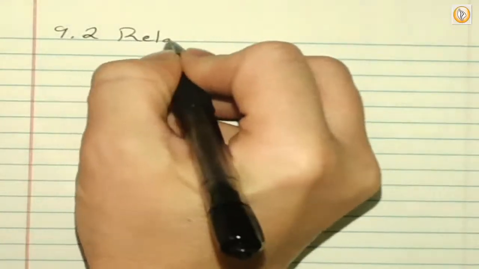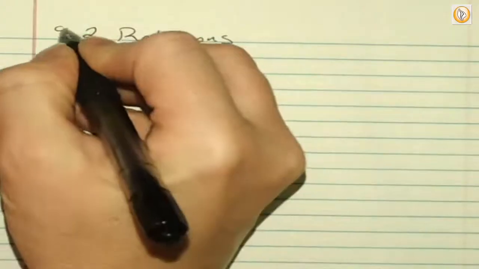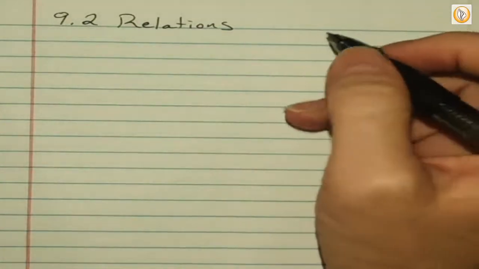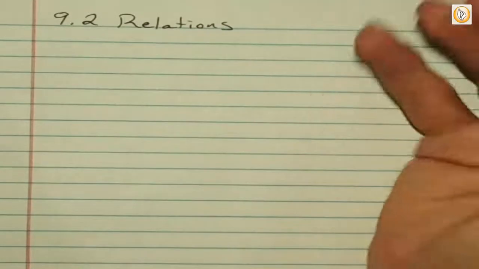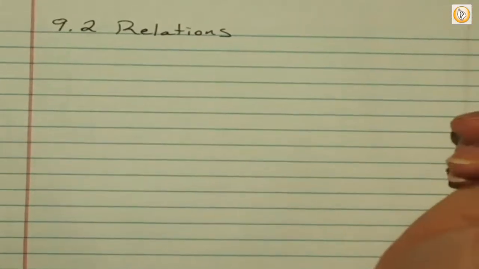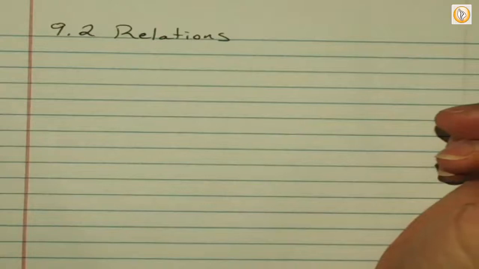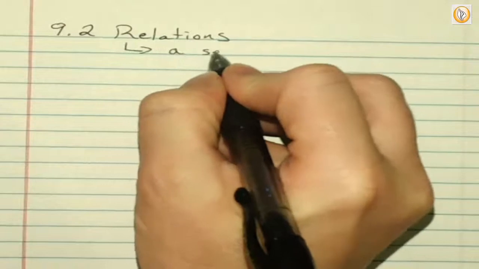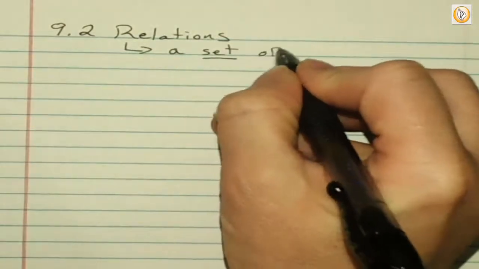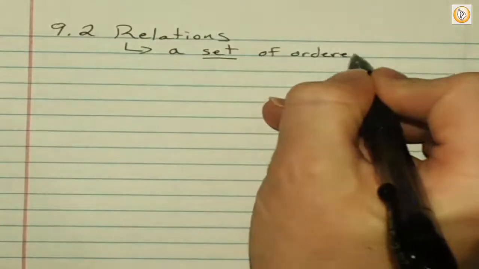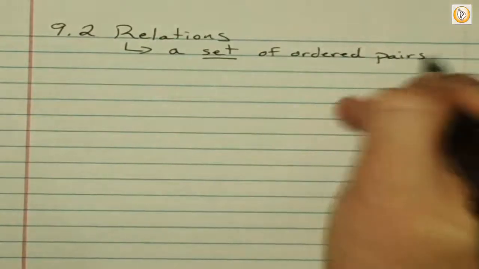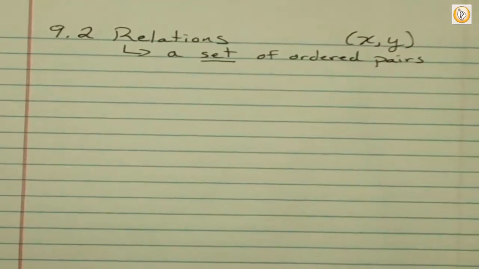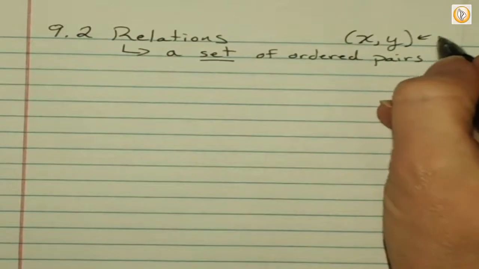9-2, we're talking about relations in math, not with people. All right, relations. This is just a vocabulary word that basically means one thing. Relations are a set of ordered pairs. That's all it is. And remember, an ordered pair is an X and a Y, and whatever number that is. That's an ordered pair.